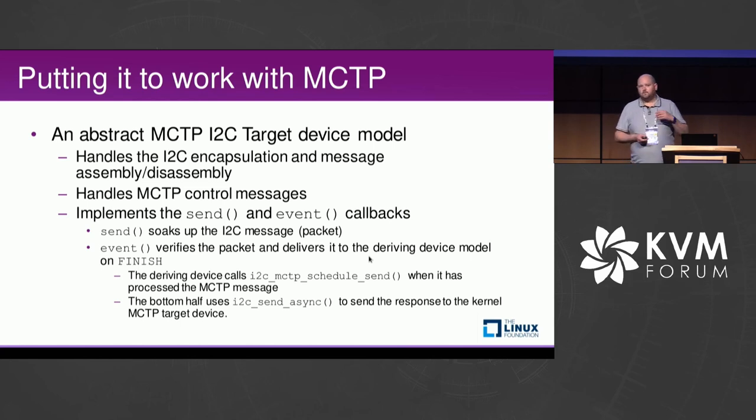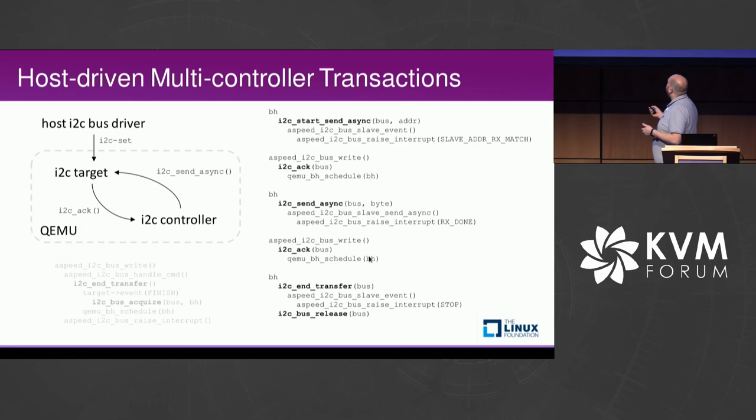And when the data for the response is ready, the deriving device can call the I2C MCTP schedule send, which is just a way of getting this asynchronous mechanism working or started. And then we'll end up in this, where the abstract device will take care of, packet by packet, sending the data back to the host.